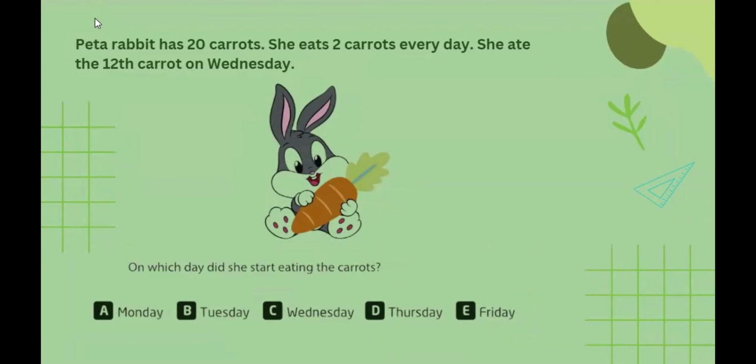Now, Peter Rabbit has 20 carrots. She eats 2 carrots every day. She ate the 12th carrot on Wednesday. So, on which day did she start eating the carrots? Okay, let's think about it.